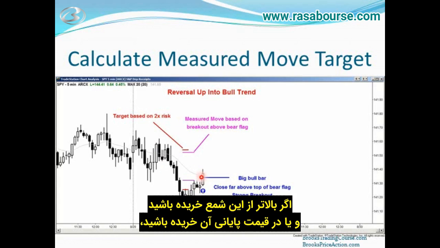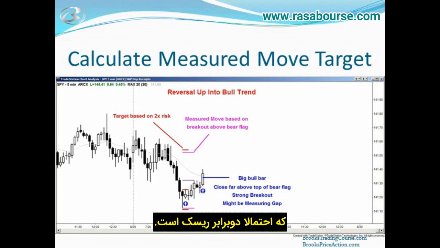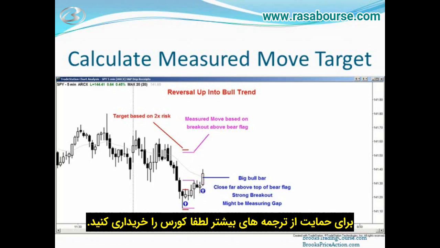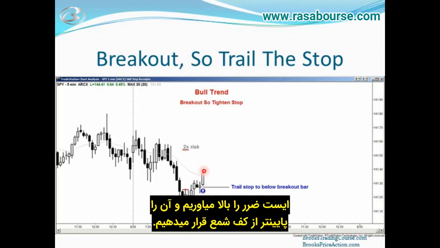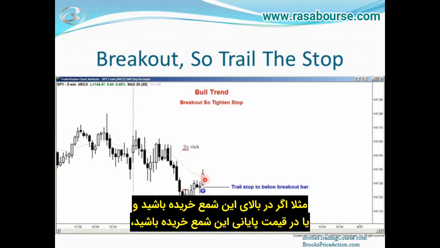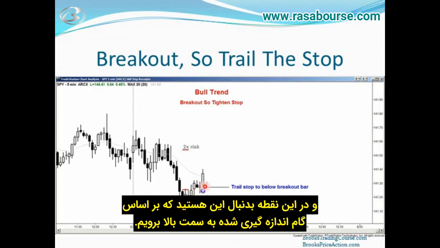So if you did buy above the high of this bar, or if you bought that close, your stop is below its low, and you're looking for a measured move up, which is probably more than twice your risk. After every strong bull bar, you trail your stop to below its low. So if you bought above this bar, or this close, or down here, at this point your stop would be below that bull bar. And you're thinking the market will get a measured move up.